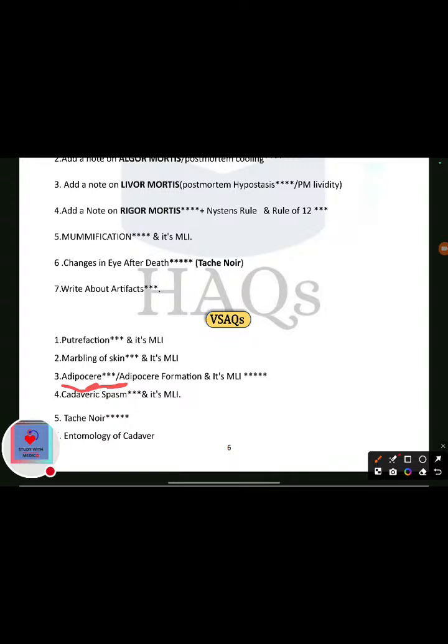Sites: subcutaneous tissue, face, buttocks, breast, abdomen, upper and lower limbs, liver, kidney, heart, skeletal muscles, the entire body. Mainly subcutaneous tissue, face and buttocks, breast, abdomen. Time required: 3 weeks in temperate countries in summer. 3 weeks for adipocere formation means less than a month. In temperate countries in summer, a limb takes about 3 to 6 months for complete conversion.